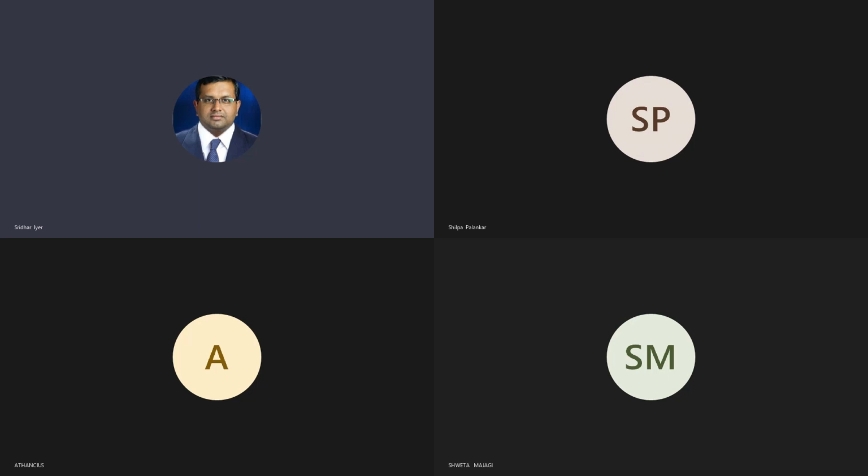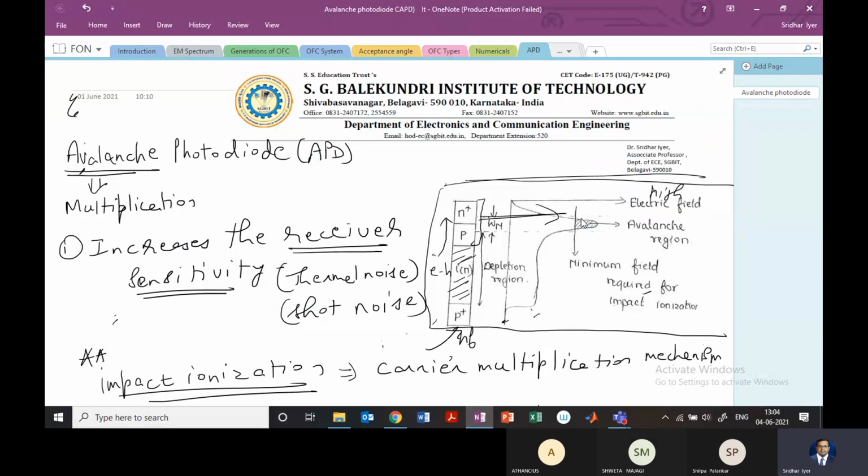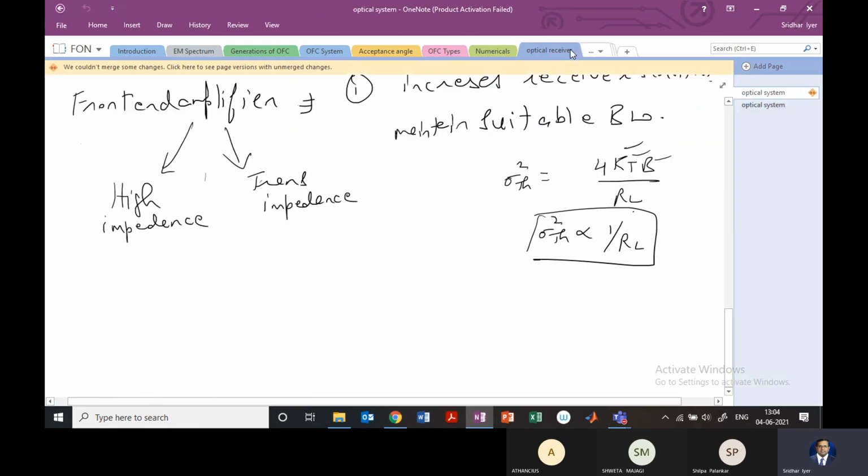Okay, it's back again. I'll just share the screen. Okay. So I hope the screen is visible. Yes, sir. Okay, fine. So some problem in OneNote.